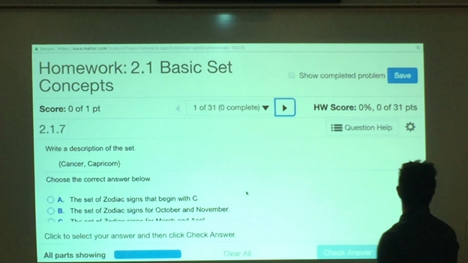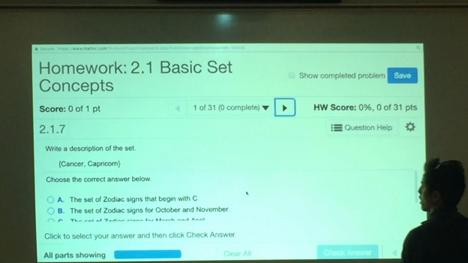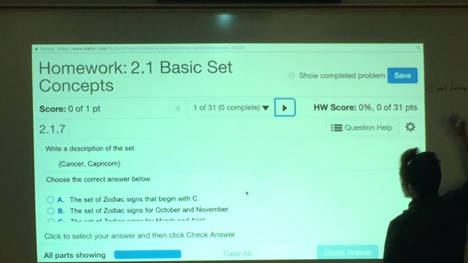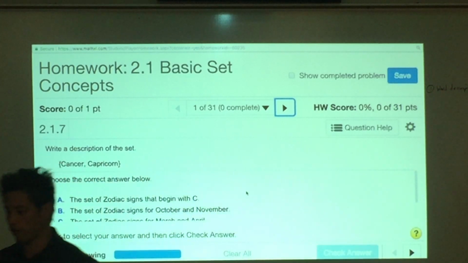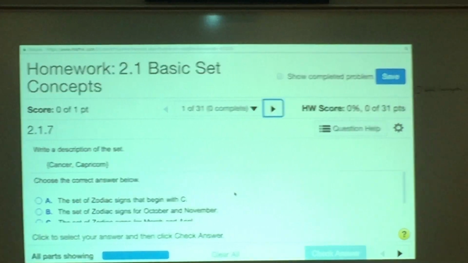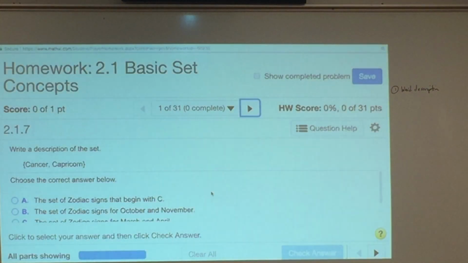I'm going to make a little list of the items that we'll need to understand for sets. The first thing that we need to know for sets is a word description of them. So you're going to be able to do a lot of things with sets, the first being that you'll be able to write a word description of what's going on in the set.